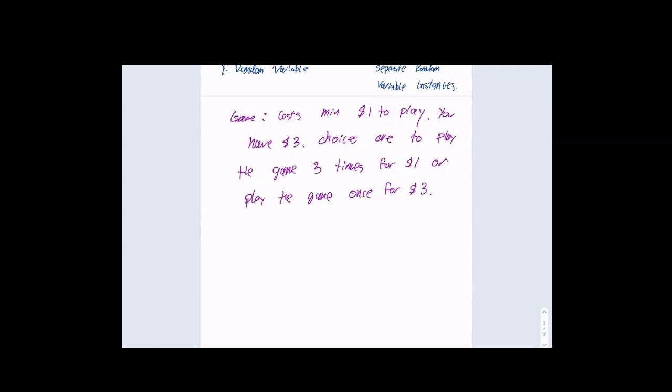So this game has an expected value of x. This game has a standard deviation of x. So the mean of x, this is the expected value of x, and the standard deviation of x is the standard deviation of x. We know this.